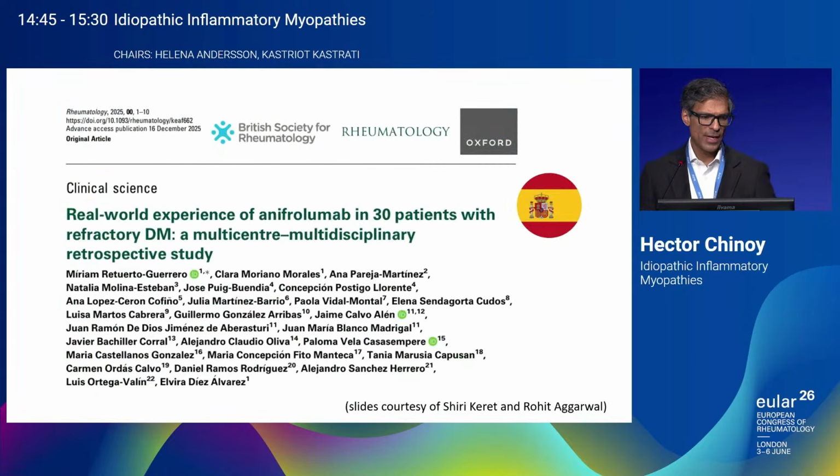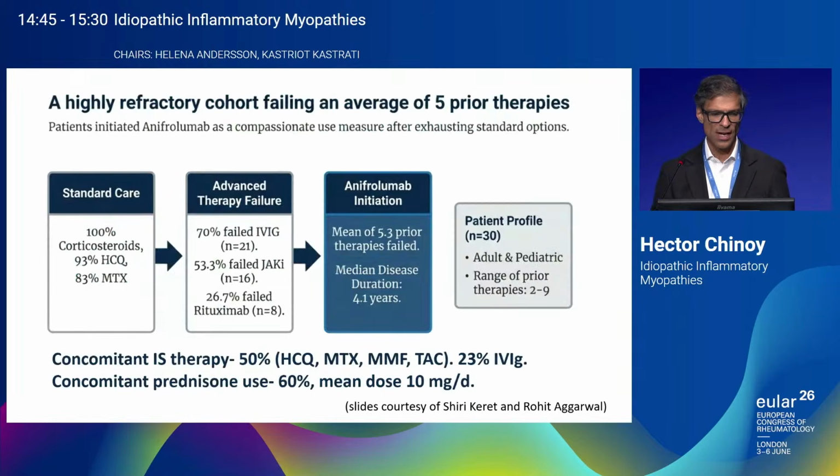What I can show you is a really neat Spanish study of 30 patients with refractory DM. And thank you to Shri Karet and Rohit for these slides. So these patients failed an average of 5 prior therapies, including 70% failed IVIG, half of them failed a JAK, 27% failed rituximab. The mean disease duration, 4 years. And 60% were on PRED at a mean dose of 10 milligrams daily.